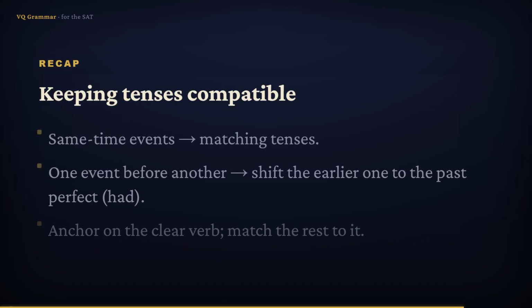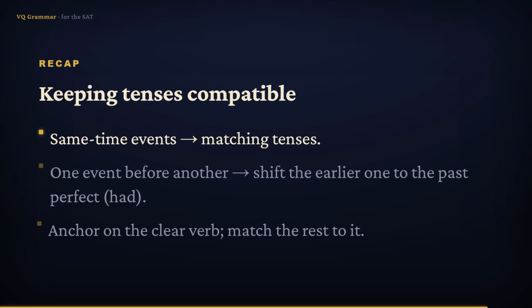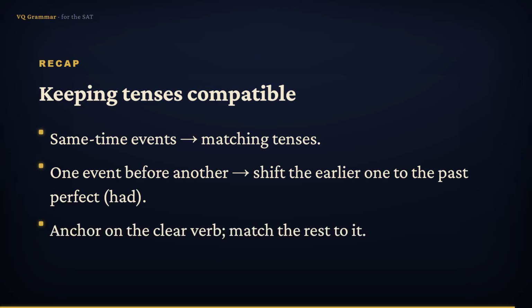Let's wrap up Chapter 5's tense work. Verb tenses in a sentence have to be compatible. When events happen at the same time, keep the tenses matching. When one event clearly happens before another, shift the earlier one to the past perfect with had to show the order. And remember the if-then pattern. A present condition points to a future result with will. When something looks off, anchor on the verb you're sure of and match the others to it.